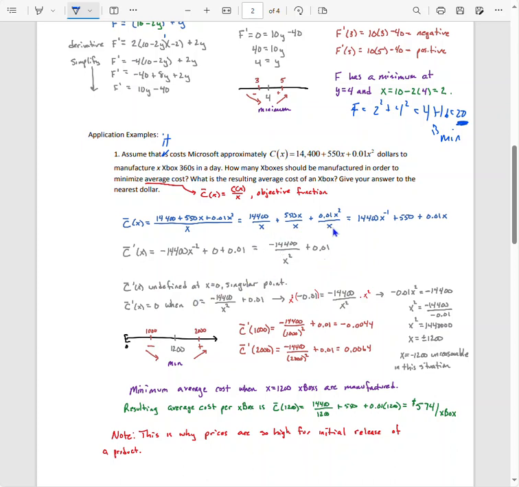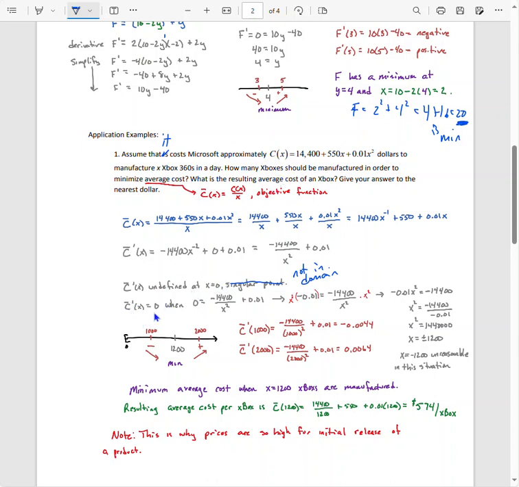The only singularity of our original function, the only time this derivative doesn't exist, is when x equals 0. It's not actually a singular point because it's not in the domain either. When you haven't made any product, there's no average cost either. It's one of those weird situations.